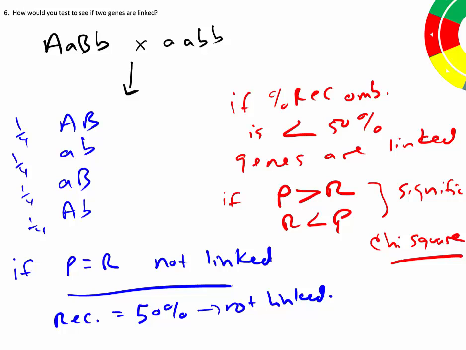If we're going to test whether or not something's linked, we can look and see if they fit a 1-to-1-to-1-to-1 ratio, and if they don't fit that, then they are probably linked.